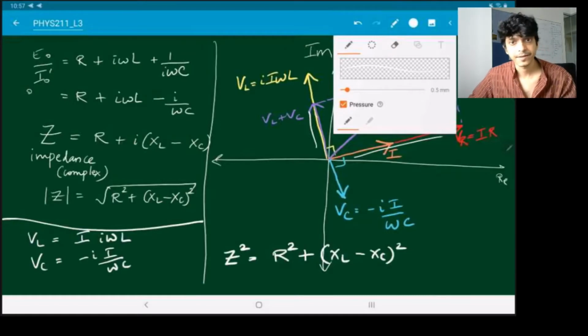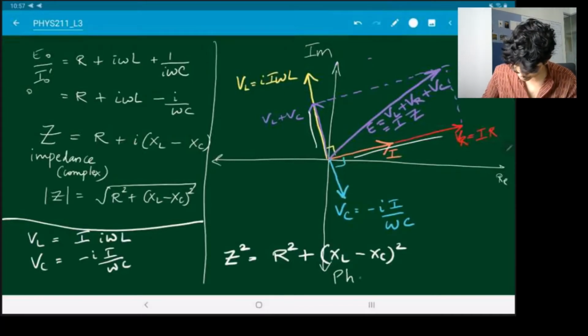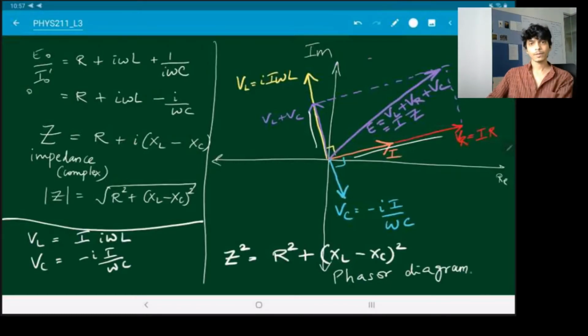This kind of diagram where you're using complex numbers to represent voltages and currents has a name. It's called a phasor diagram. It can be quite useful when you're analyzing electrical circuits or also in general optical waves or electrical signals of any kind.